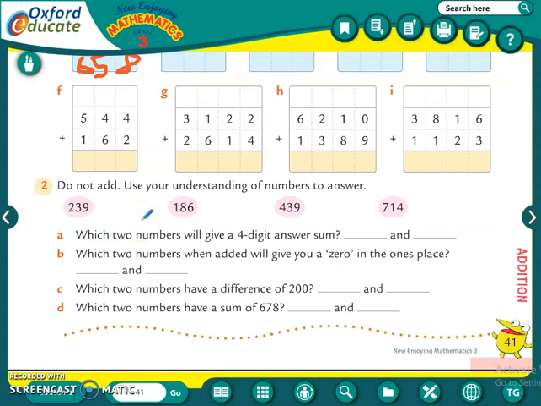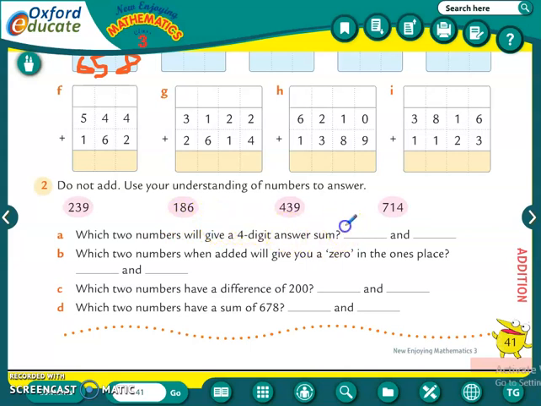which two numbers of these four give us a 4-digit answer. ये चार में से कौन से दो नंबर्स हैं कि जिसका आंसर हमें 4 डिजिट में मिलेगा. So do you know that? For that, what will you see? You have to see the highest numbers from these 4 numbers.